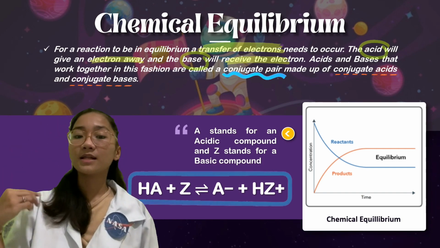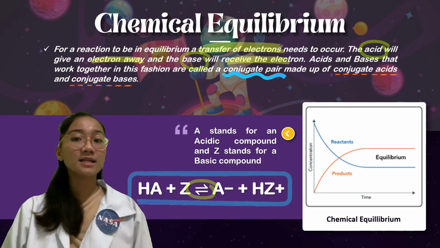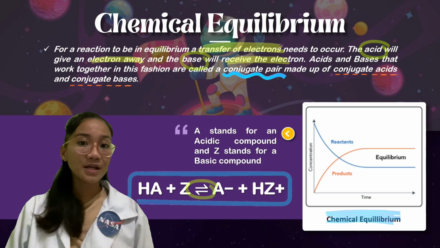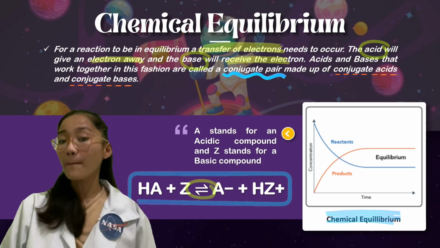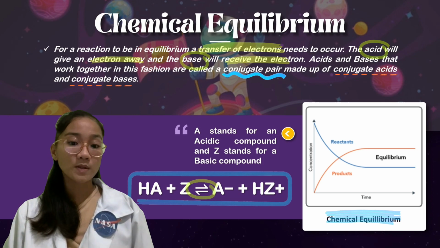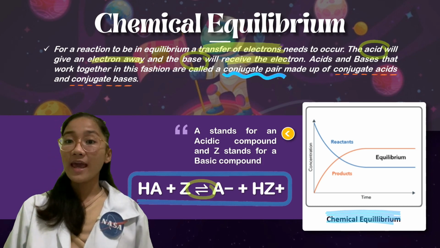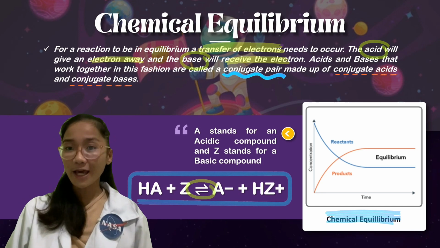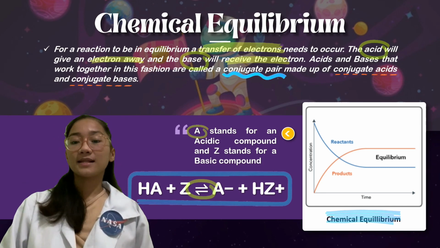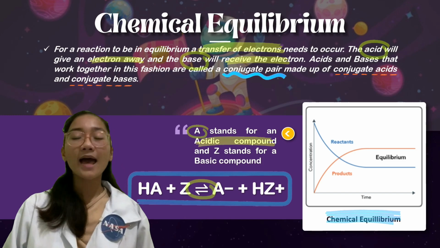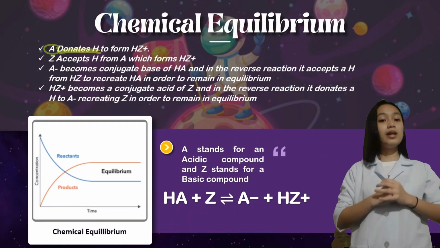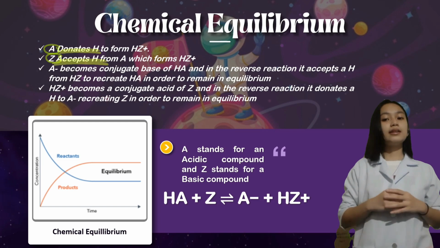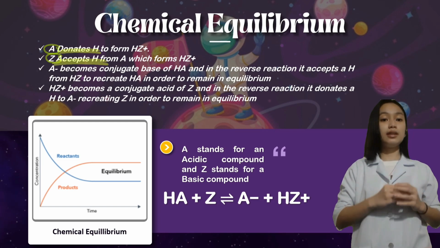But before that, this double arrow means that it is reaching chemical equilibrium, where here HA, an acidic compound, plus Z, a basic compound, are in equilibrium with A ion and HZ ion. A stands for an acidic compound and Z stands for a basic compound. Moreover, A donates H to form HZ ion. Z accepts H from A, which forms HZ ion.